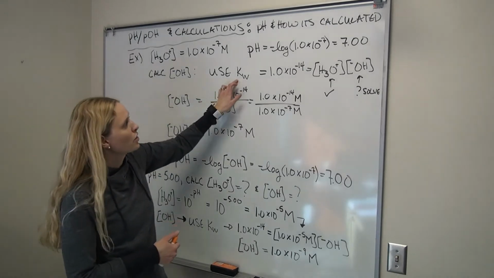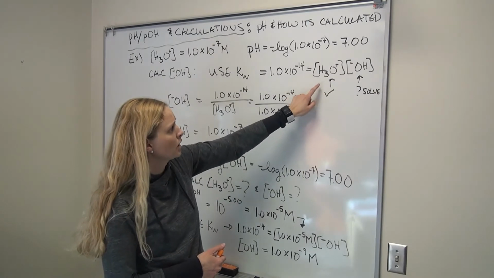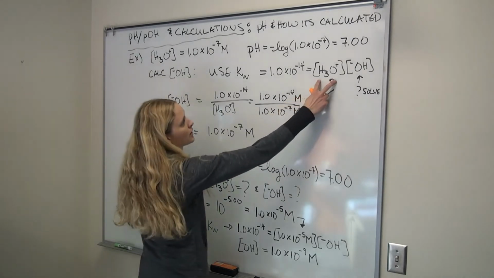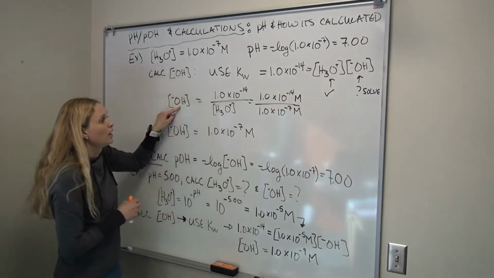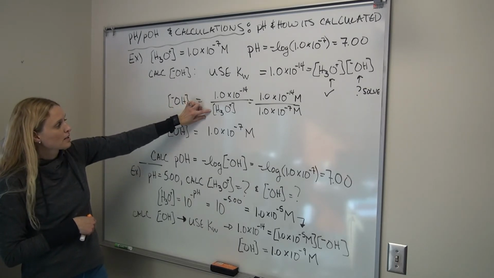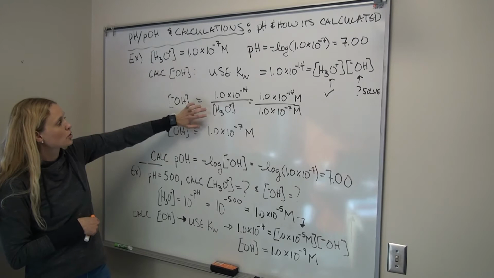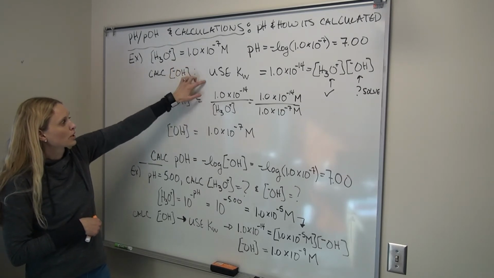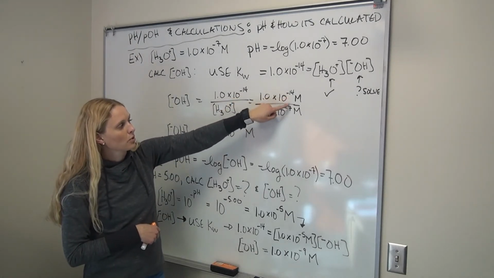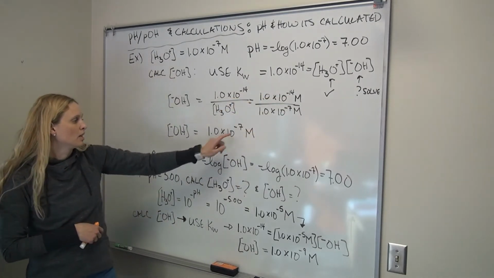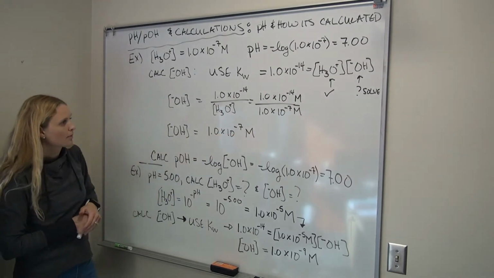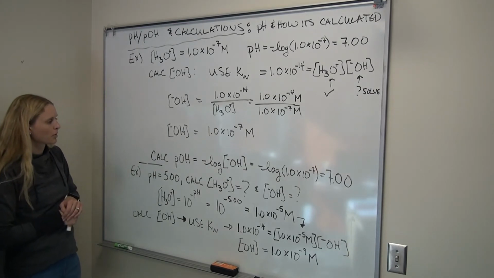All right, so we're going to use the KW equation, which is this one here. We know this, we're solving for this. So we're just going to rearrange the equation, divide this over here to get hydroxide ion concentration equal to this. And this is given the hydronium ion concentration, 1 times 10 to the minus 7th, so I plug that in there. When we divide exponents, we just subtract them, and we get hydroxide ion concentration is 1 times 10 to the minus 7th. Okay, so that's pretty easy and straightforward.